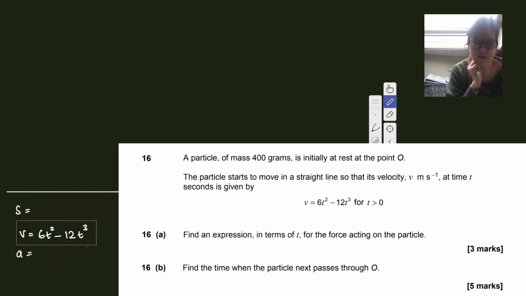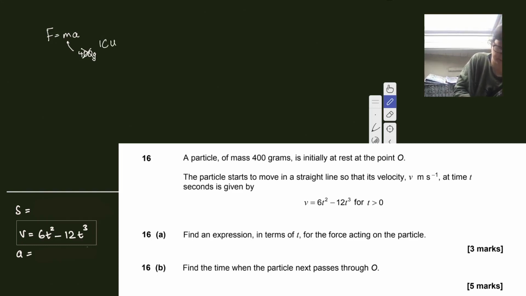Now hopefully you noticed at the very beginning a particle of mass 500. As soon as you see the mass, then write down F equals ma, because we're going to be using F equals ma definitely, and we're going to be subbing in that mass that they told us, which was 400 grams. But we can't sub grams into F equals ma, we need to sub in kilograms. So that is a classic trick.